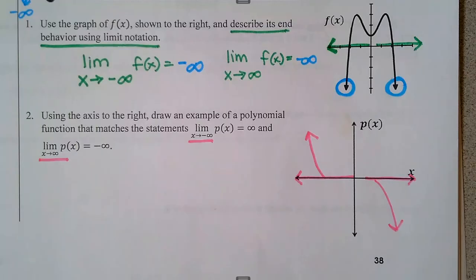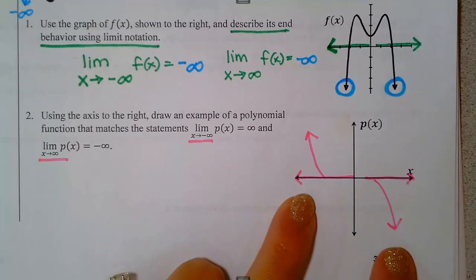So it said, draw an example of a polynomial. What do we know about this? What would this be? It could be what?